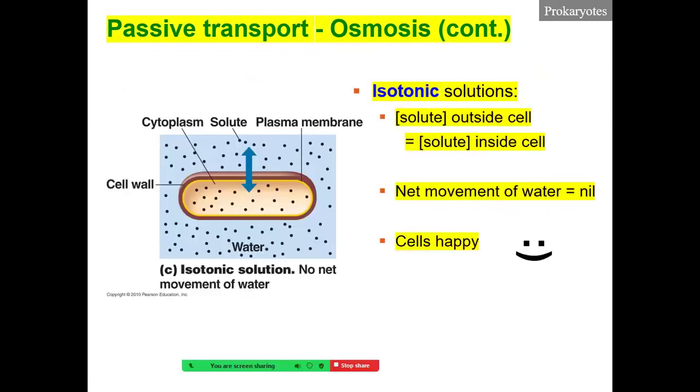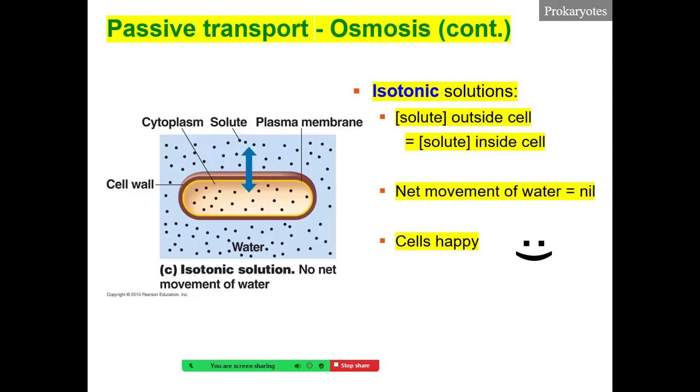Isotonic is the easiest. That's where the concentration of solute outside the cell is equal to the concentration of solute inside the cell. That means there's no net movement of water into or out of the cell. By no net movement, I mean if one water molecule moves into the cell, then one water molecule moves out of the cell. So effectively, there's no net movement of water. Cells are happy in this solution. They don't go through osmotic lysis.